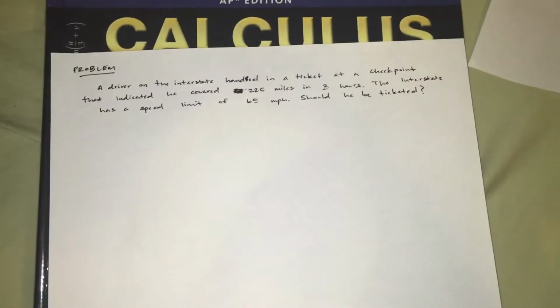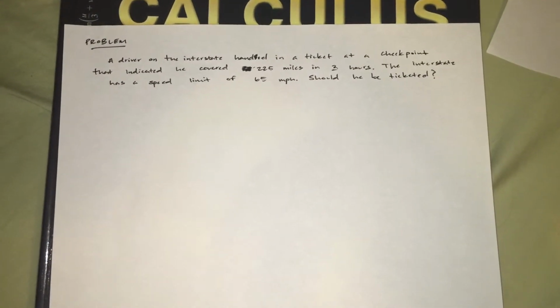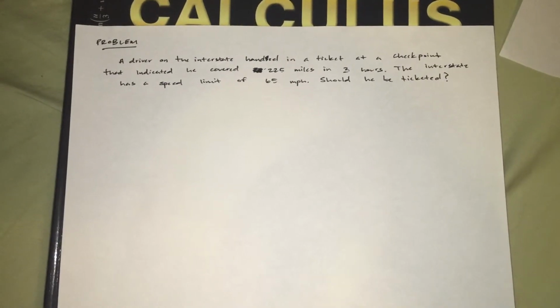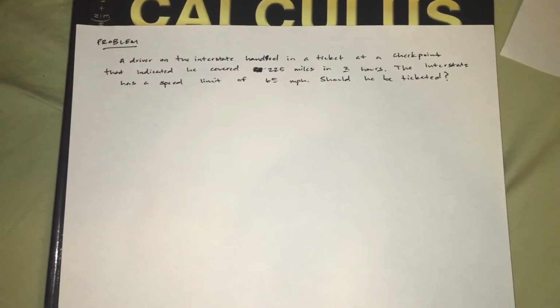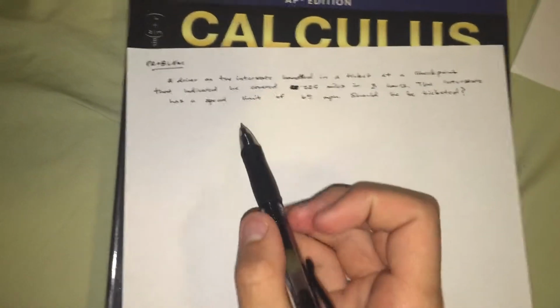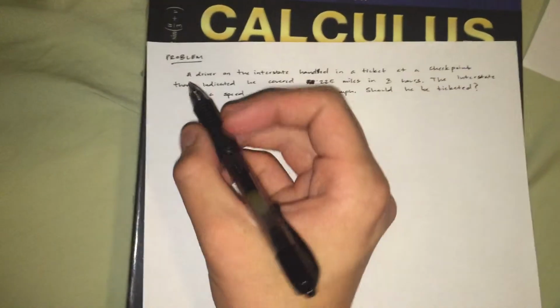So here we have a common calculus problem, specifically a common mean value theorem problem, and it says a driver on the interstate handed in a ticket at a checkpoint that indicated he covered 225 miles in 3 hours. The interstate has a speed limit of 65 miles per hour. Should the driver be ticketed?